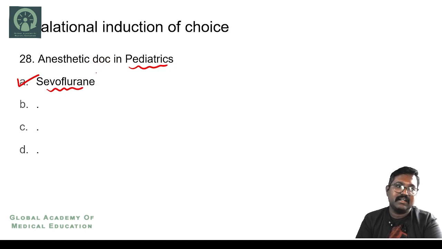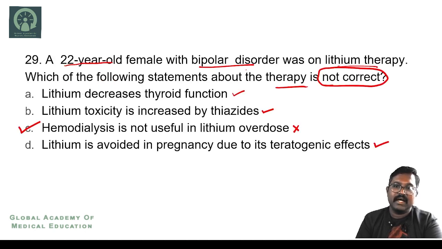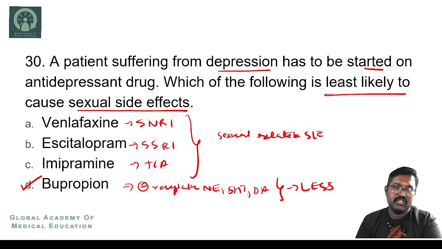So anesthetic inhalation agent of choice in pediatrics is sevoflurane. And which of the following statement is not correct regarding lithium? Hemodialysis can be used in case of lithium. So the wrong statement here is that hemodialysis is not useful in the lithium overdose. A patient suffering from depression, and which of the following is less likely to cause sexual side effect? So less likely to cause sexual side effect is the bupropion compared to other venlafaxine or the escitalopram or the imipramine, which will cause more of sexual related side effect.